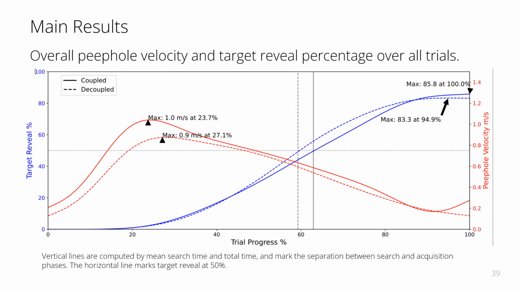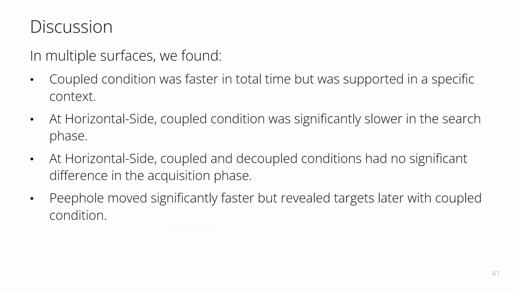We again looked at the Peephole velocity and target view percentage and found a similar pattern. Coupled control moved the Peephole significantly faster, but revealed targets later than the decoupled. In a multiple surface environment, we found that the coupled condition was faster in total time, but this was only supported in a very specific context. At horizontal side, the coupled condition was significantly slower in the search phase, and also at horizontal side, coupled and decoupled conditions had no significant difference in the acquisition phase.